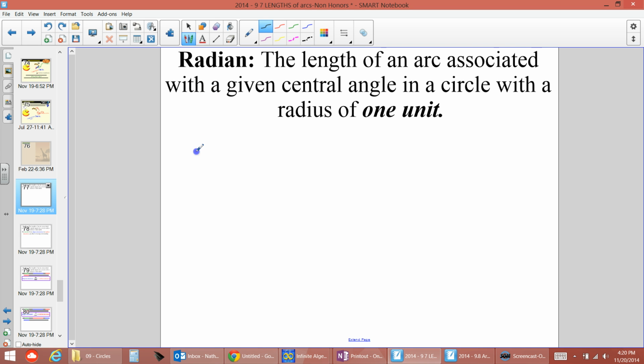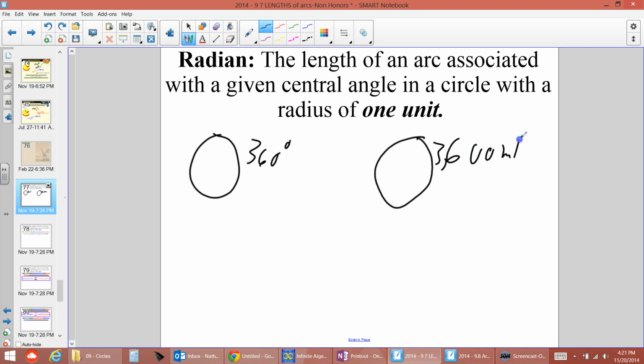In a circle, if I measured how big a circle is in degrees, we'd say 360 degrees. Well, in the military, if you look at a military compass, it's not 360 degrees. We measure it in 3,600 mils. That's what it's called. So a full circle in the military is 3,600 mils. In degrees, it'd be 360 degrees.